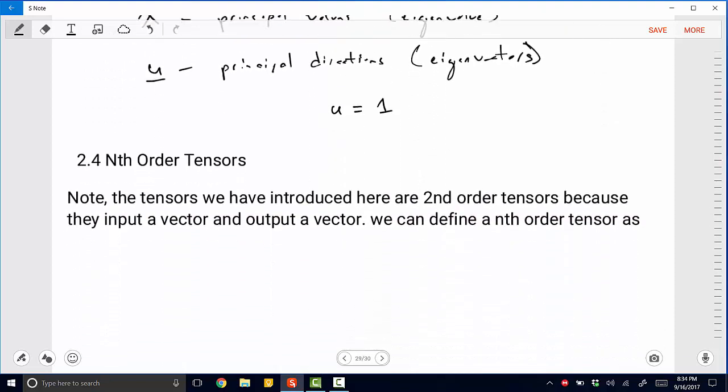So now let's look at the idea of defining what the order of a tensor is. It's important to note that the tensors we've introduced here today are second-order tensors. And they're called second-order tensors because they input a vector and they output a vector. And we can define an nth-order tensor as the following. If we have a tensor of the nth order, and we do the dot product with respect to a vector, our output will be a tensor at a lower order, n minus 1.